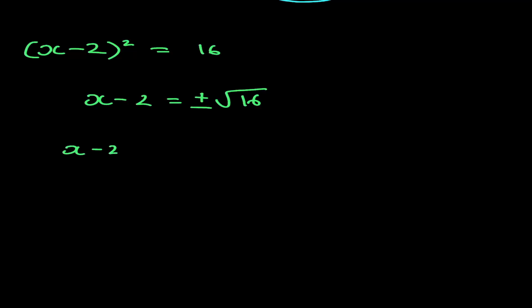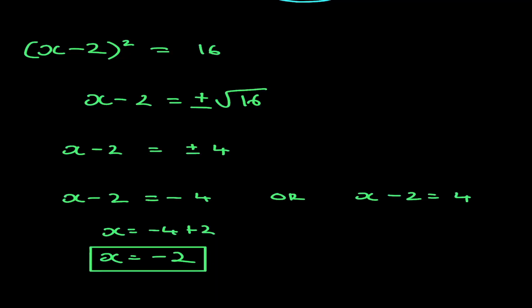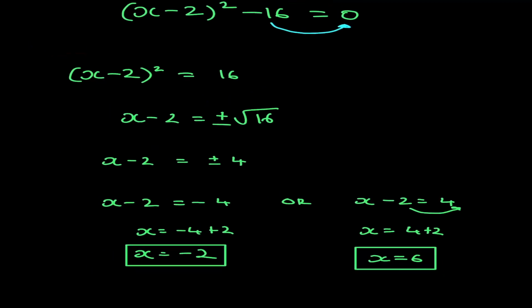So we could say x minus 2 equals plus or minus 4. And let's just write that out separately. So that's our first solution, -4. And our second solution was +4. And if we rearrange this, we get x equals -4 plus 2, which is -2. So that's solution 1. And if you rearrange that, that becomes x equals 4 plus 2, which is 6. They are my two solutions.